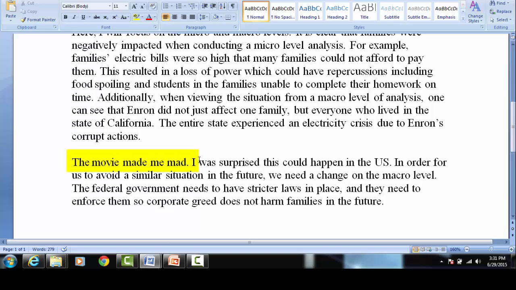The student responds that the movie made me mad. The student then points out the macro level is what they think needs to change, and she gives clear examples of this. The good post is good because it responds directly to the prompt's questions, uses keywords from the prompt, has the same structure as the prompt, and uses specific examples from the class materials. This is the kind of post that you want to strive for.